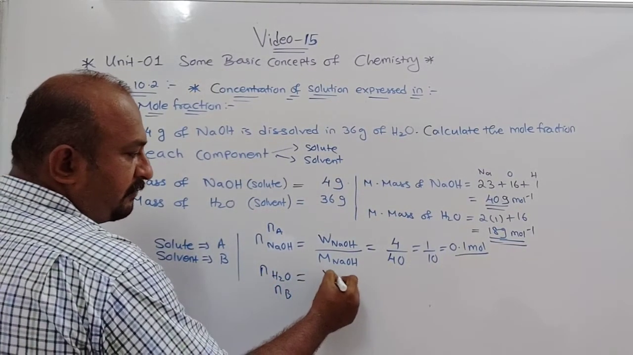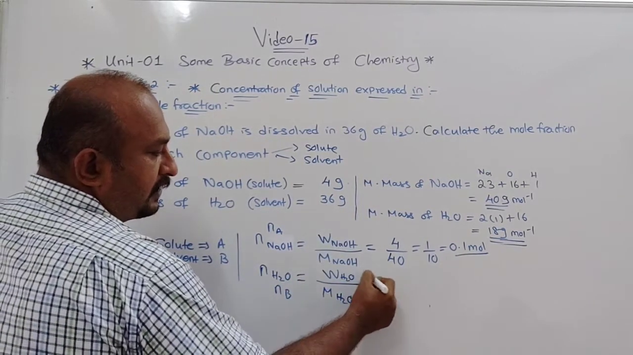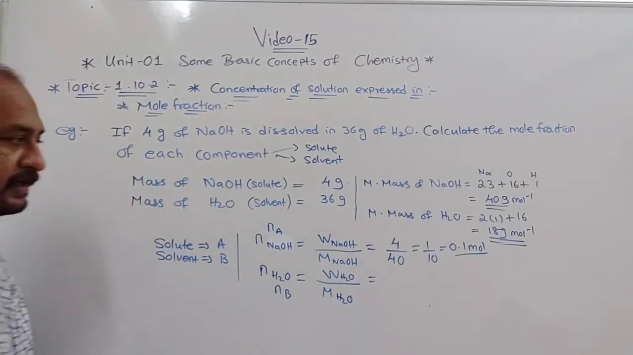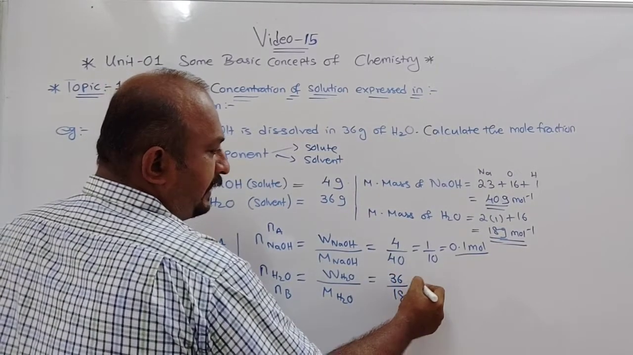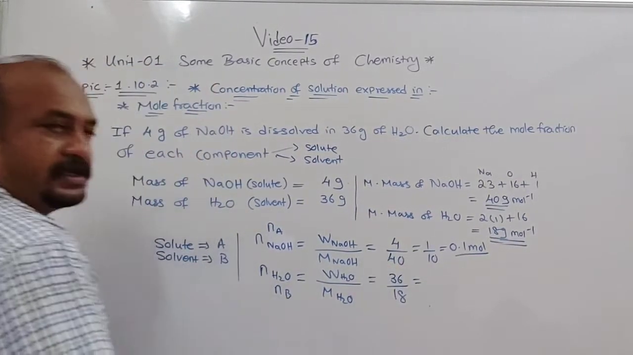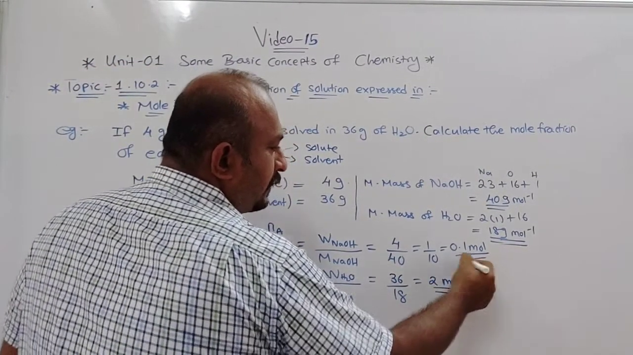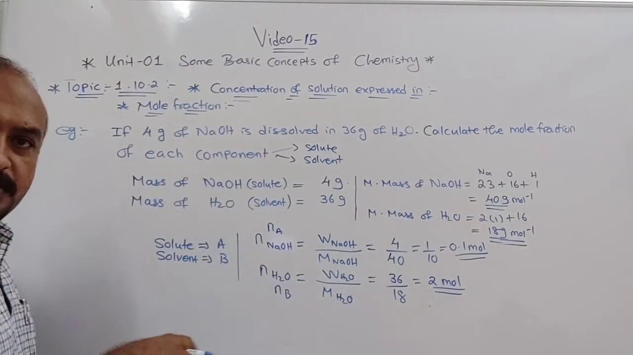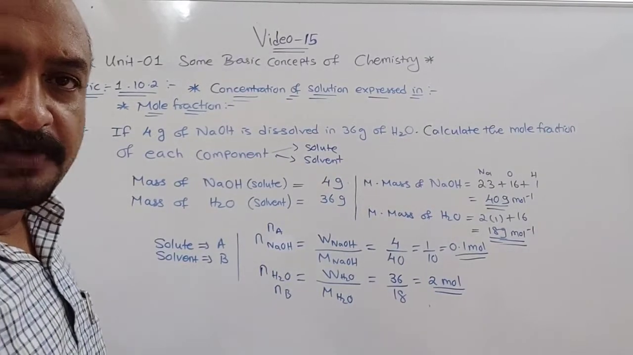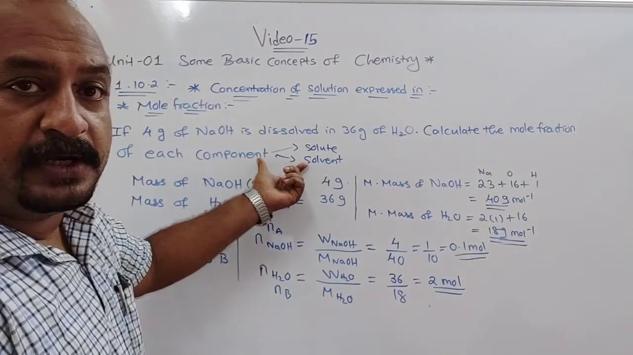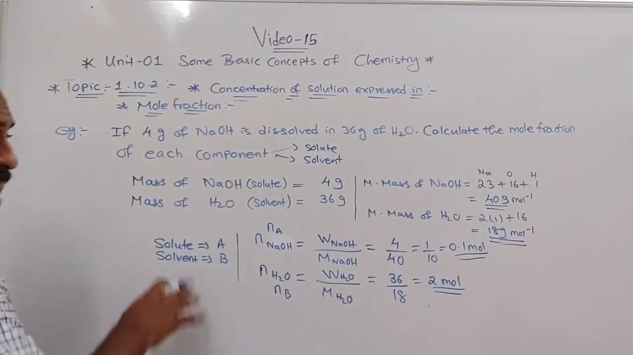Same way, moles of H2O we can write as Nb, which is equal to weight of water, 36 grams, upon molar mass of water. So 36 divided by 18, that is equal to 2 moles. So we got moles of NaOH and moles of water. Now we will find the mole fraction of each component, that is Na and Nb.